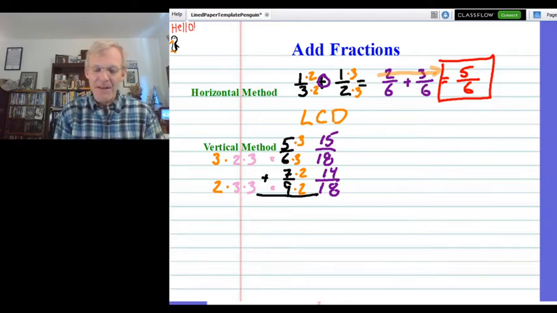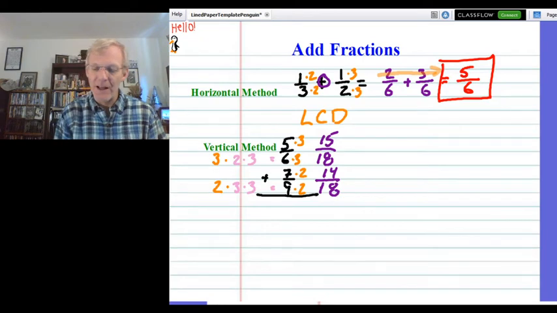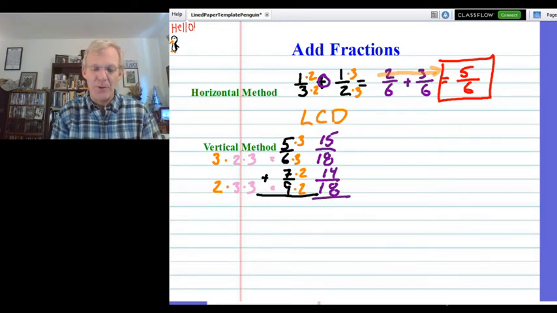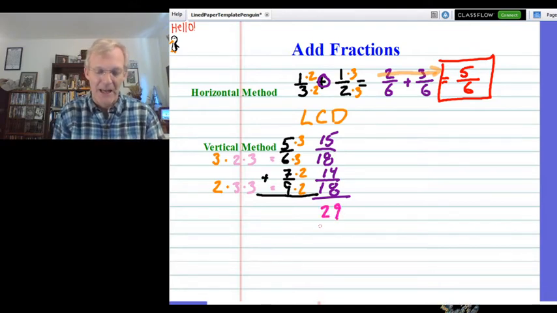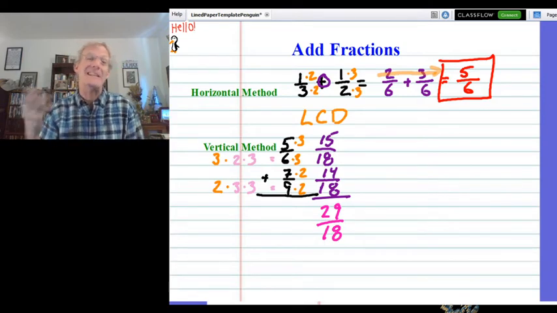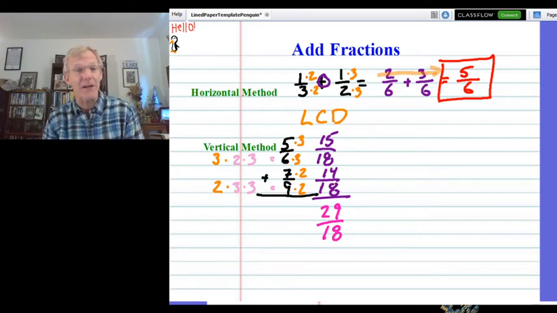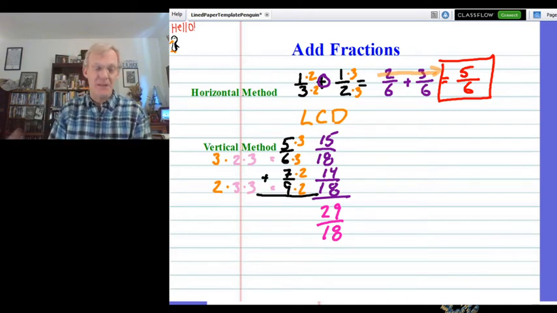So when we add this up, what we end up with, let me get that color. When we add this up, what we end up with is, well, 14 and 15 is going to be 29 eighteenths. And, well, that's correct, but it's not what we want. It's accurate, but it's not the correct final answer because that's an improper fraction. We want it to become a mixed number.